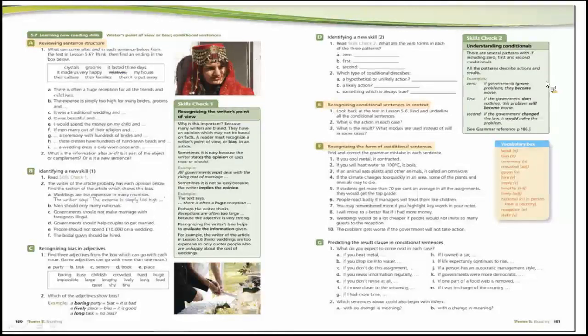And we have examples when he says, for example, or perhaps other writers, all governments must deal with the rising cost of marriage. So all governments must, this is a direction that he is giving. And it shows very strongly which side he is on.